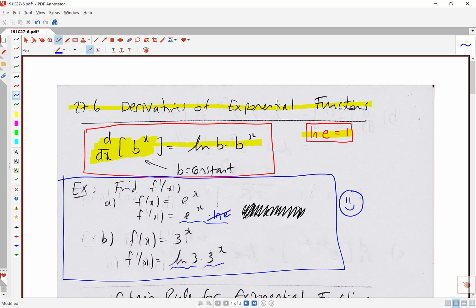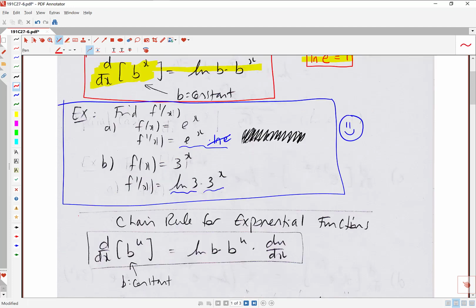So this is why base e is the most convenient base to work with when we're dealing with either exponential functions or logarithms. And the function e to the x is used throughout science and engineering for a variety of different applications.